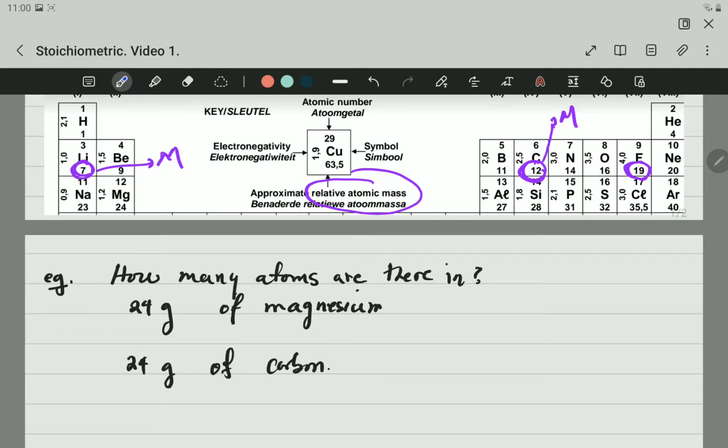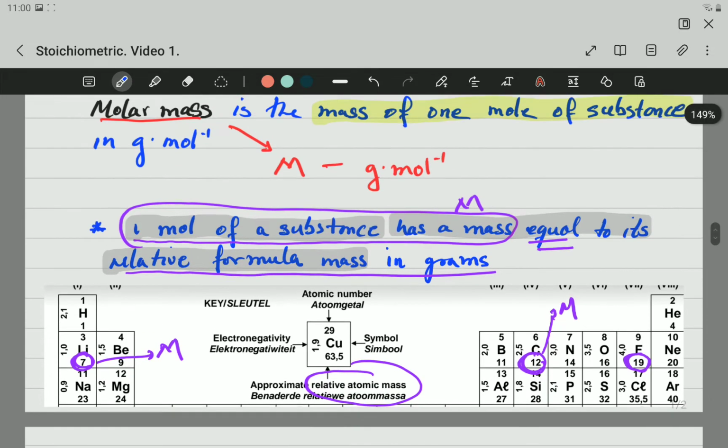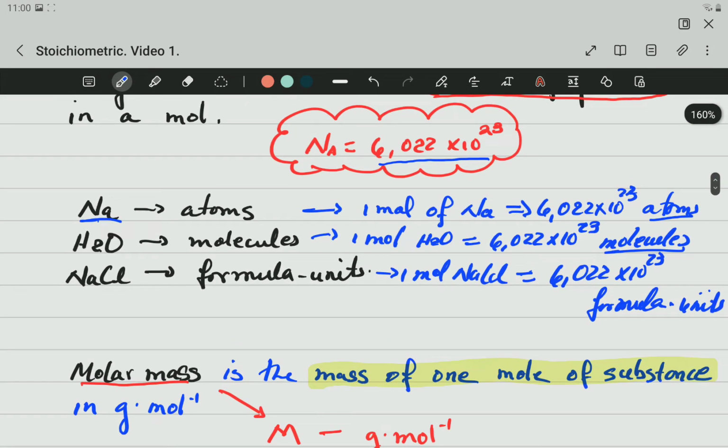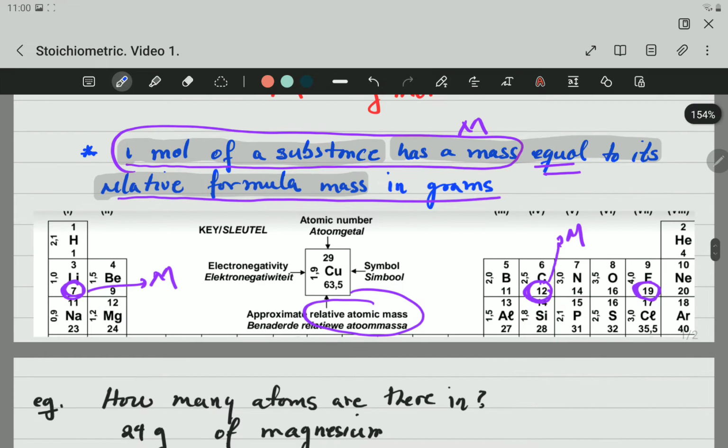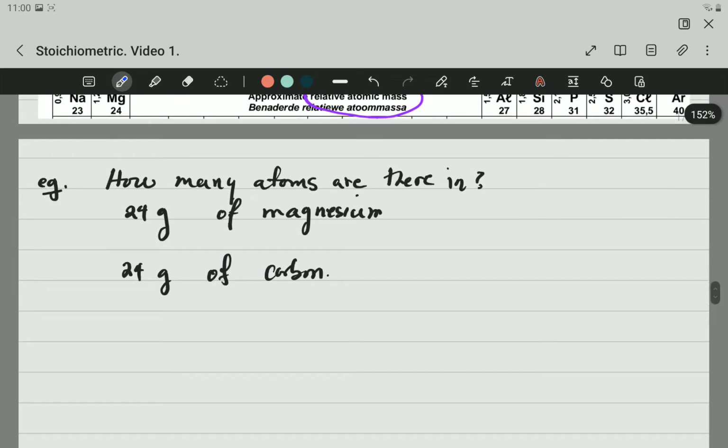Alright, so let's look at one example. This example asks: how many atoms are there in 24 grams of magnesium and 24 grams of carbon? Before that, remember, in 1 mole of any substance there will be this number of atoms. In this case, these two are made of atoms: magnesium is made of atoms, carbon is made of atoms. So how many atoms are there? It will be the number in 1 mole.